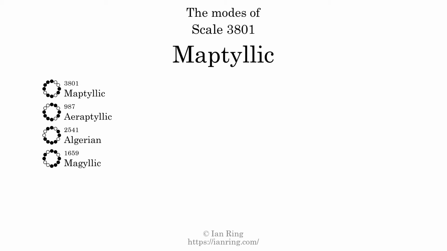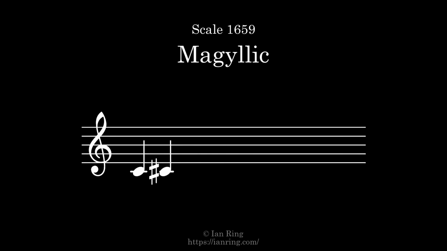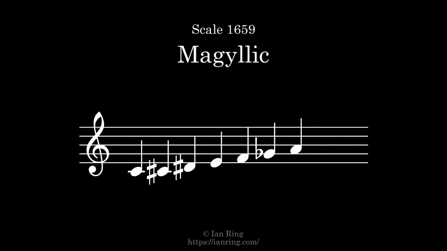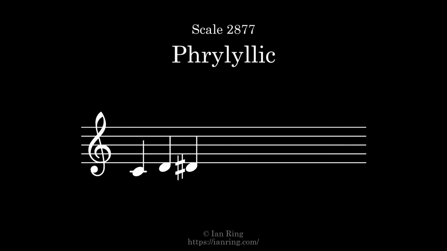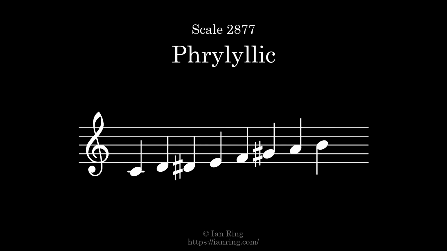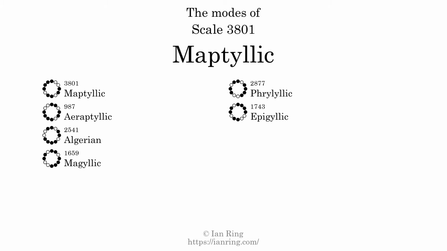The fourth mode is scale 1659, also known as Maptyllic. It sounds like this. The fifth mode is scale 2877, also known as Maptyllic. It sounds like this. The sixth mode is scale 1743, also known as Maptyllic. It sounds like this.